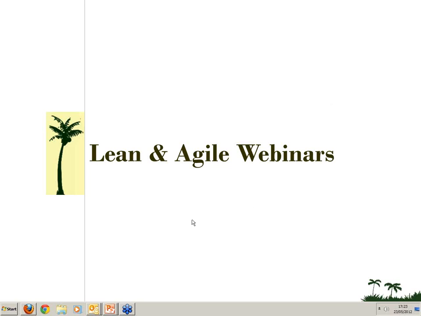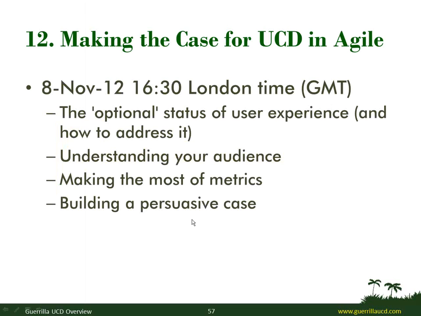Okay, so on to the Lean and Agile webinars. These last 5 are a lot more about process, and also about how to do these user-centered design, usability, and user experience things in an agile working environment.